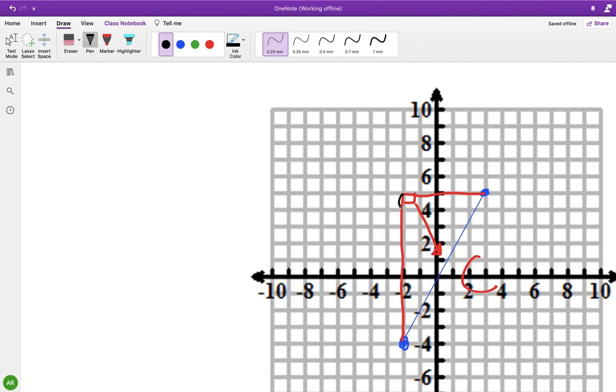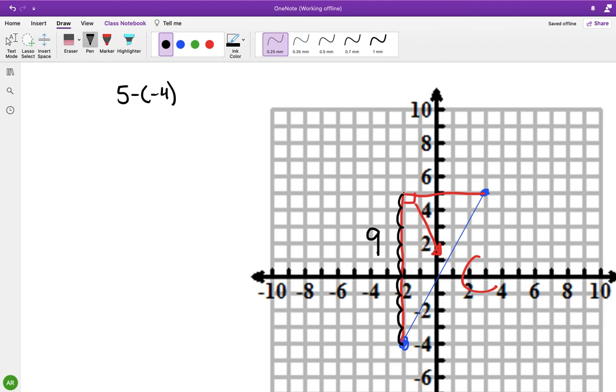Let's go 1, 2, 3, 4, 5, 6, 7, 8, 9. Now, for those really paying attention, just think about this real quick: the y value here is 5. The y value here is negative 4. So what's 5 minus negative 4? Hopefully you're making a connection there.